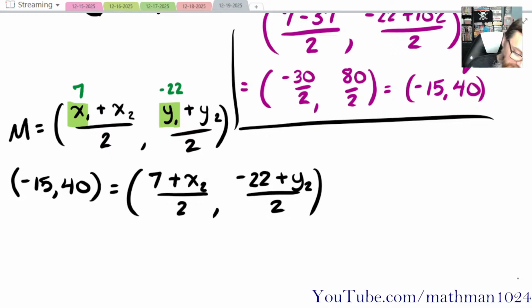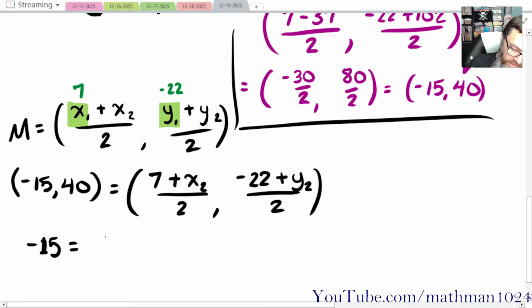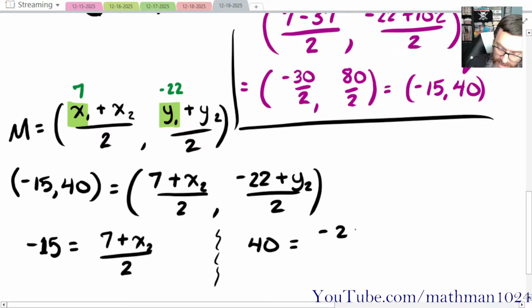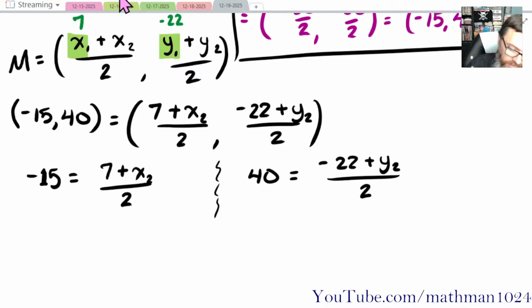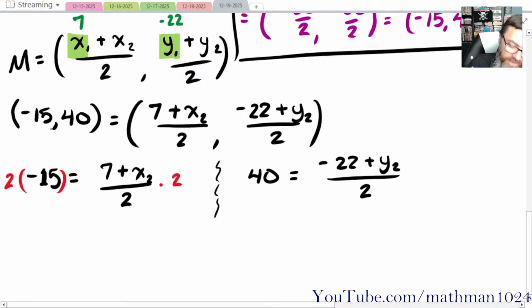All right, so we can set these equal to each other. So if I take negative 15, that's going to be equal to 7 plus x2 divided by 2. And I'm going to take 40, and that's supposed to equal negative 22 plus y2 divided by 2. So we create two smaller linear equations to solve. Now, the first thing you want to do is to multiply both sides times 2. That way we get rid of those pesky fractions.